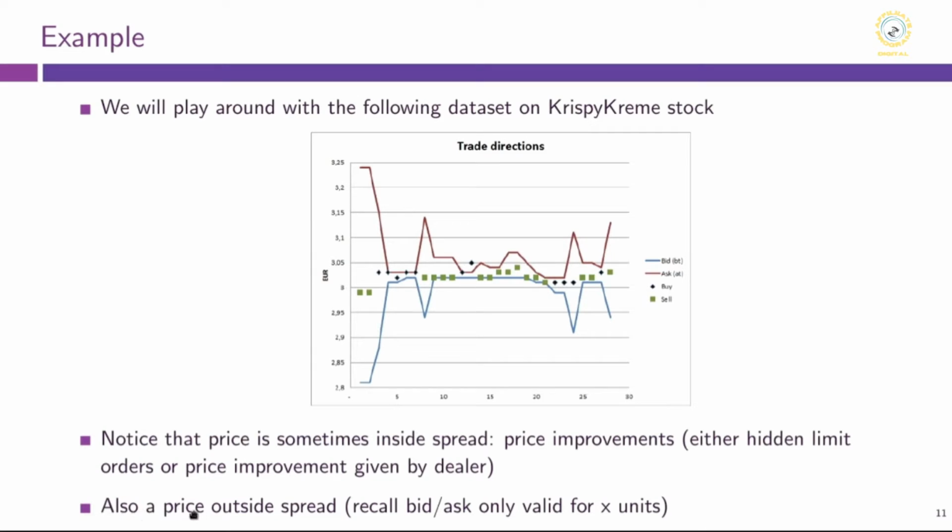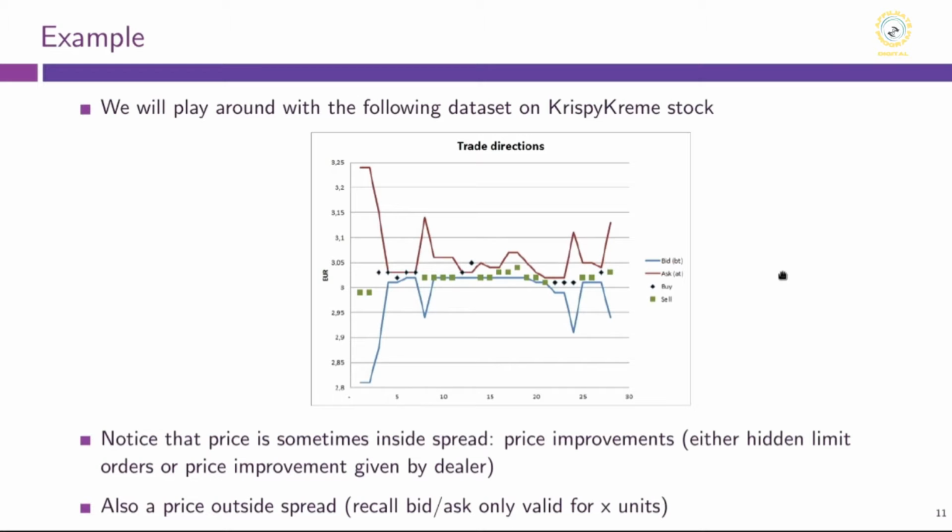Another thing about this graph is that there is one price here, this one, that is outside the spread. This is actually much easier to explain. These bid and ask prices are the best prices available in the market, but they are only valid for a limited quantity, for a limited trade size. If a trader arrives in the market and wants to trade more than the best limit order currently offers, then the trader would have to go deeper into the book, fully exhaust the best quote, and then go deeper to the second best quote, and so on, if they want to trade a lot.